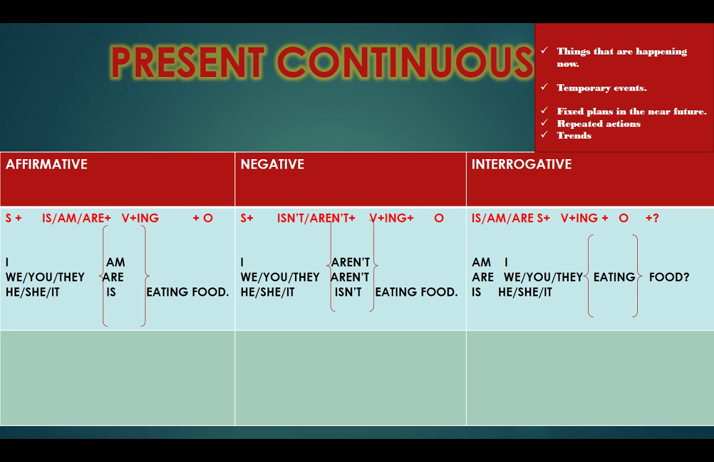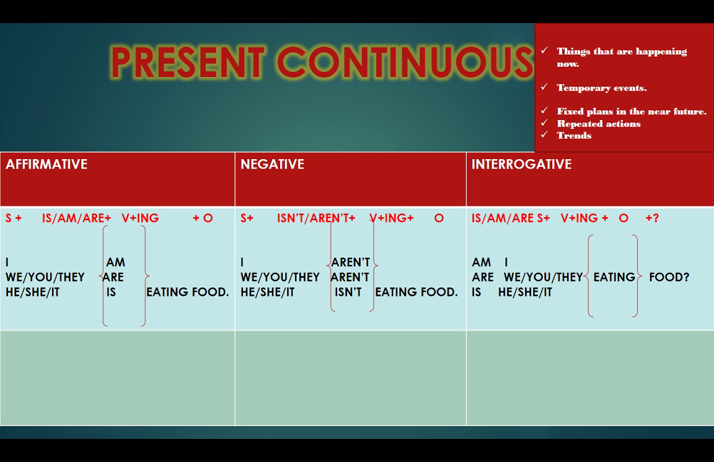Let's go for the next one. Number three usage, fixed plans in the near future. For example, we are going to Islamabad for vacations. We have made this plan and we are going to do that. For vacation, you get it. So this is a fixed action, a fixed plan.